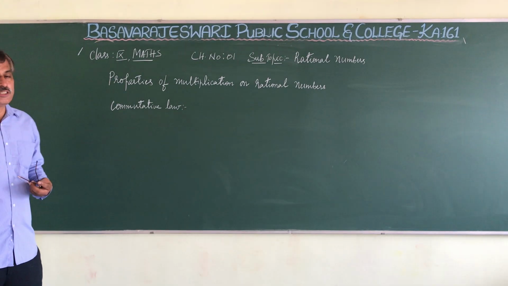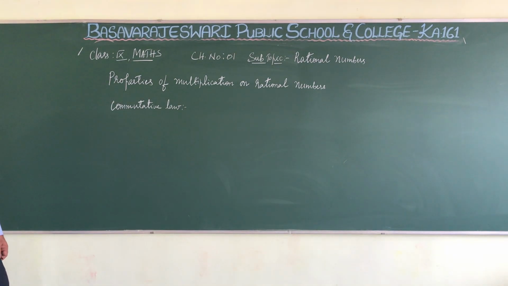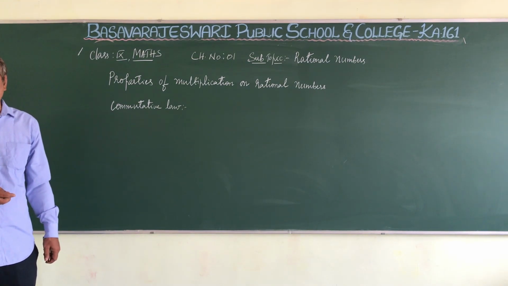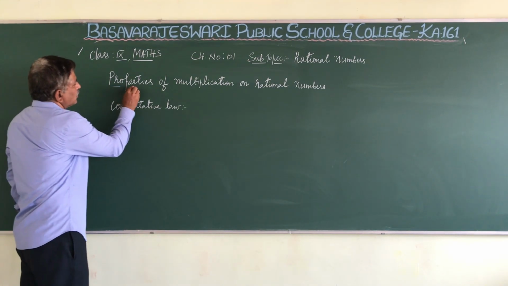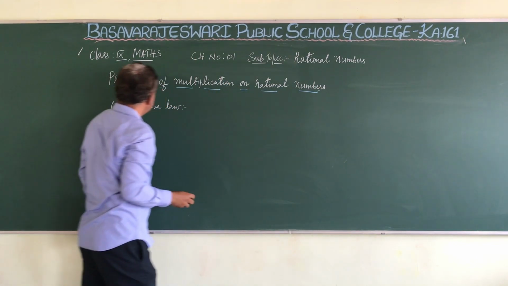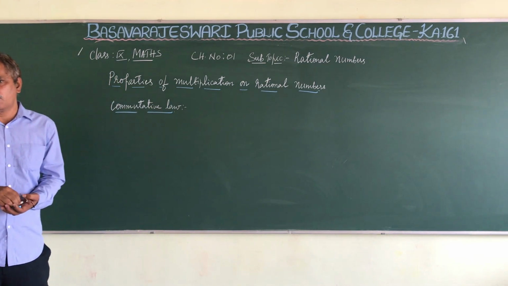So the next property of rational numbers. In the last class we discussed the properties of addition on rational numbers. Now, properties of multiplication on rational numbers. In that, the first property is the commutative law.